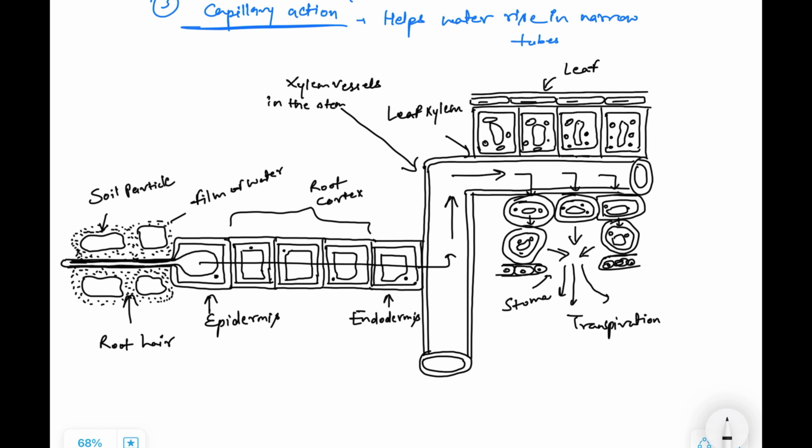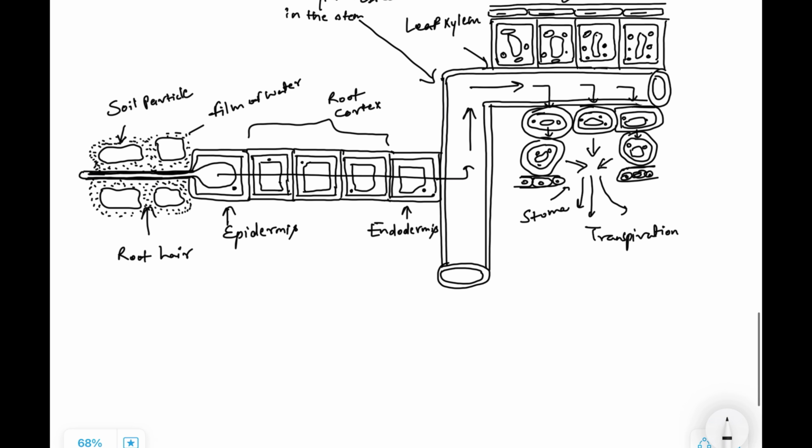Now let's try to understand through this diagram how water moves from the soil to the leaves through different plant parts. Okay, let's go step by step. First step is absorption of water by root hair. So root hairs are thin, hair-like extensions of root epidermal cells.